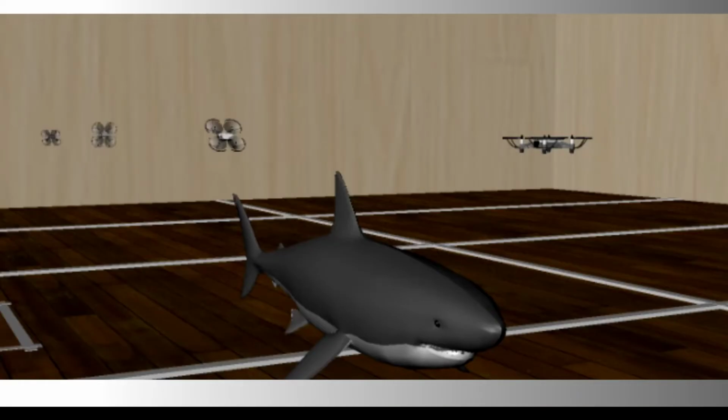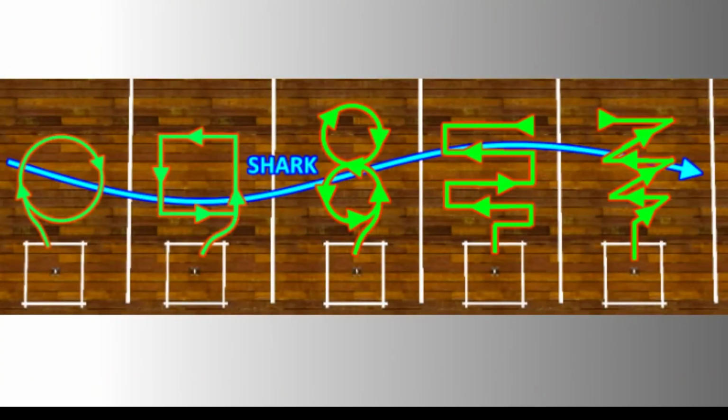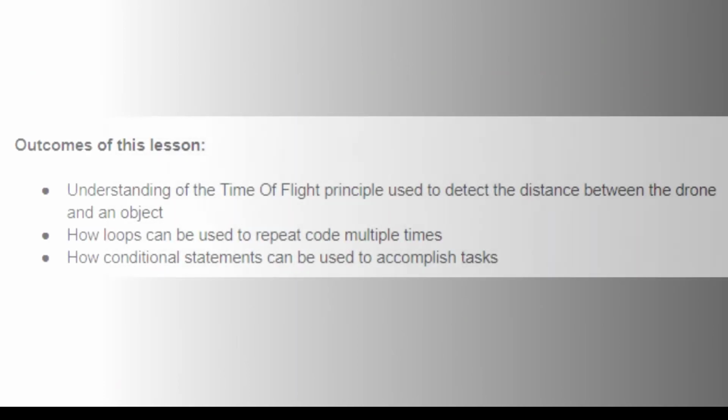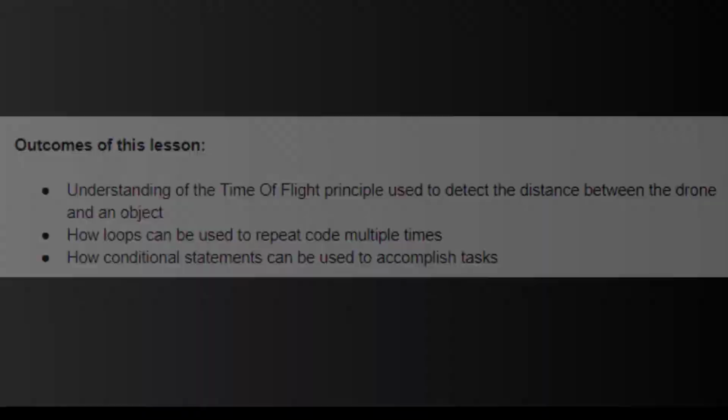In a large classroom, you could lead the shark around the different areas where the drones are patrolling. You can also get the students to try patrolling in different shapes. In conclusion, we hope students have a greater understanding of the time of flight principle, how loops can be used to repeat code multiple times, and how conditional statements can be used to accomplish tasks.